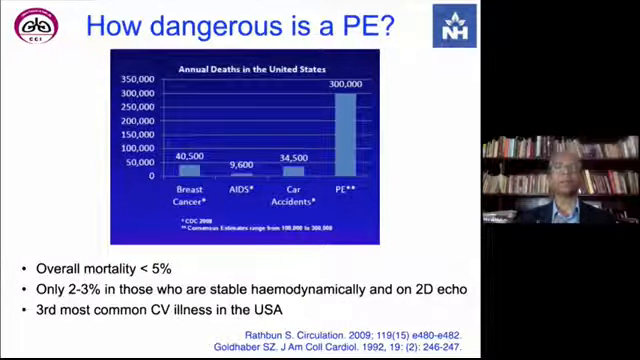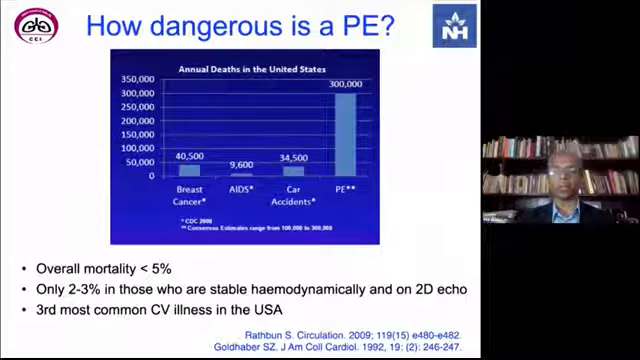Having found out that PEs are common, how dangerous is it to have a PE? Well, less than 5% go on to have an ultimate outcome of mortality. And among patients who are stable hemodynamically and who have no significant 2D echo changes suggestive of right ventricular dysfunction, this happens in only about 2 to 3%. However, we must remember that PEs are very, very common if you take the overall population.